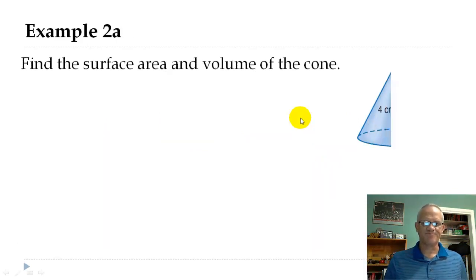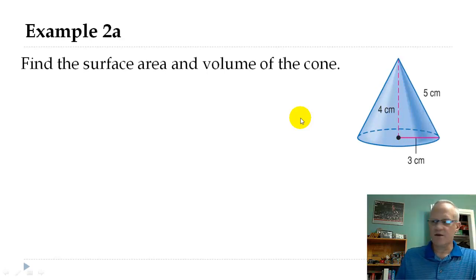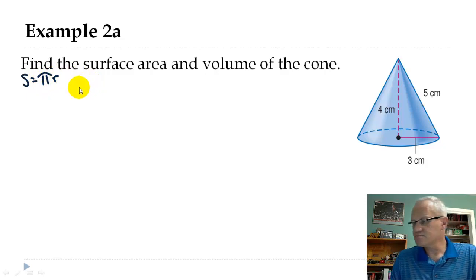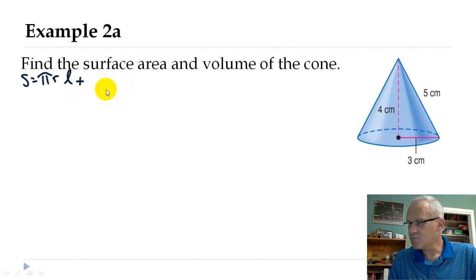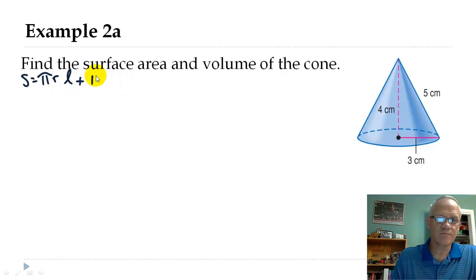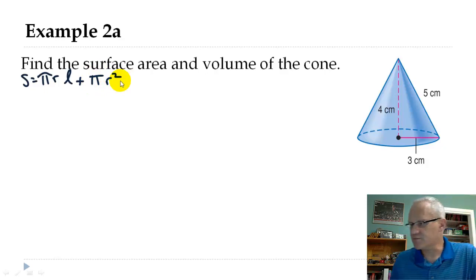Let's just do a couple of examples now. All right, find the surface area and volume of the cone. First of all, your surface area, on the sheet it said T, but I like to use S for surface area. So the surface area there would be pi r L plus pi r squared. I don't have that memorized. I'm looking at something here.